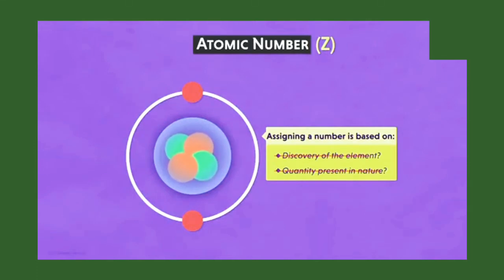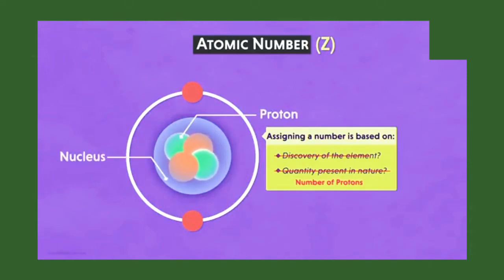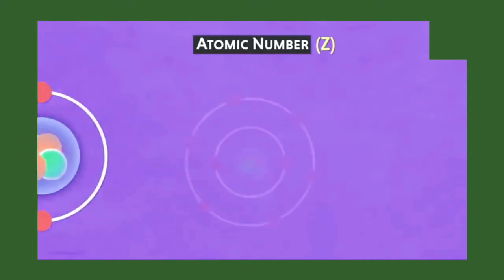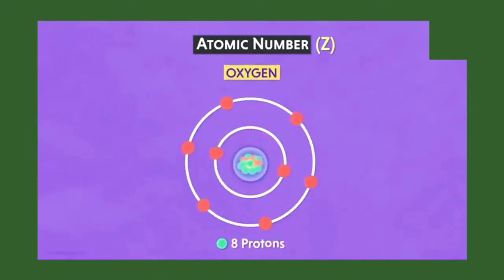One promising way is by numbering based on the number of protons present inside the nucleus of the atom. Yes, it's because the atom of every element has a fixed number of protons in its nucleus, and this number is unique to every element, right? What do we mean by this? For example, any atom of oxygen always has 8 protons in its nucleus. No other element has atoms with 8 protons in it. That means the number of protons in the nucleus of an atom is like the identity of that element.